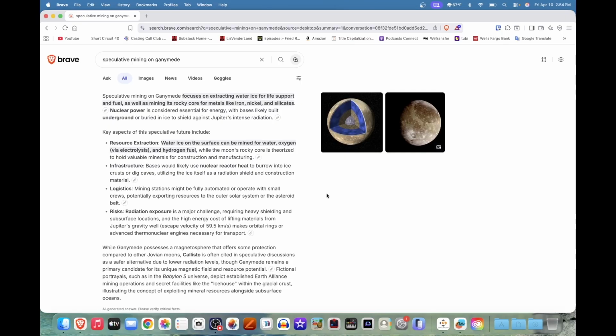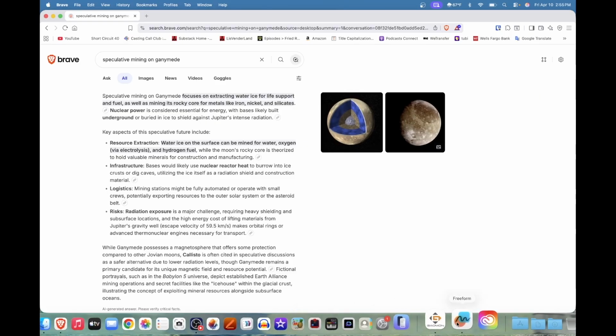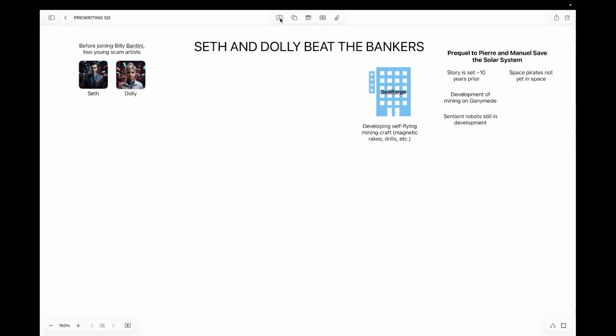Speculative mining on Ganymede focuses on extracting water and ice for life support and fuel, as well as mining its core for metals like iron, nickel, and silicates. Nuclear power is essential for energy, with bases likely built underground or buried in ice to shield against Jupiter's radiation. So, we can keep that stuff in mind. Let's just slap some of those ideas down into the story. It may not be critical, but nuclear powered bases underground. Using water and ice for fuel.